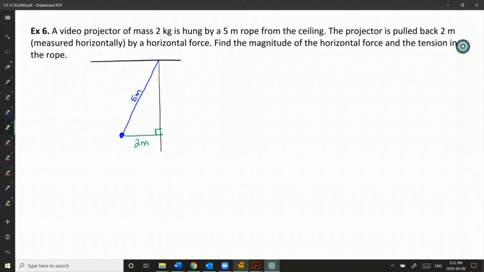This is going to help us because it's going to give us information in order to help us find the angle later. So what are the forces that are acting on this object? Well, the first force that's acting on this object is the force of gravity.